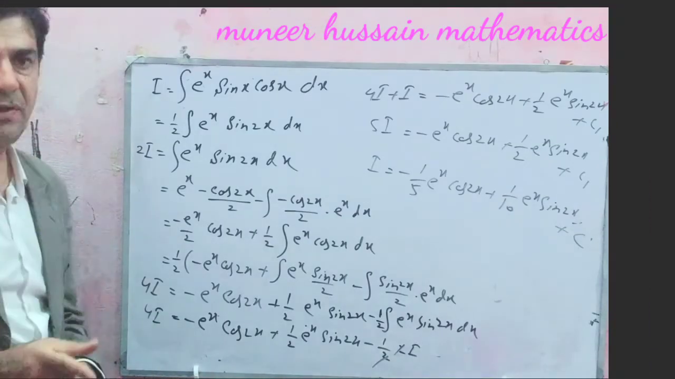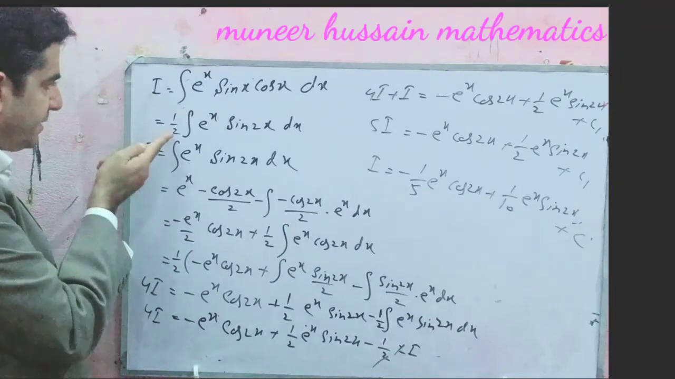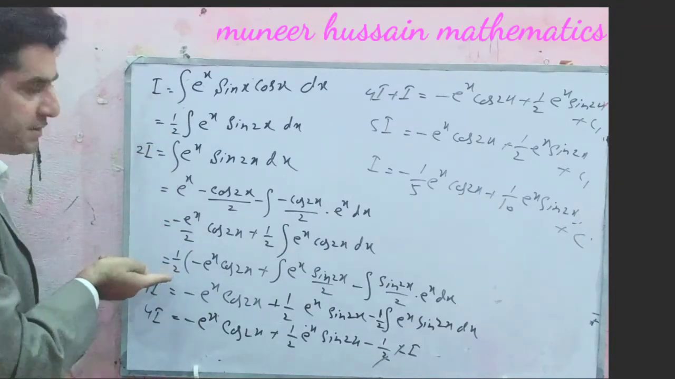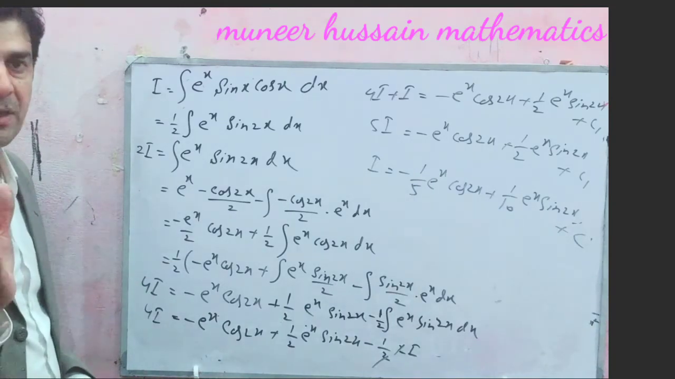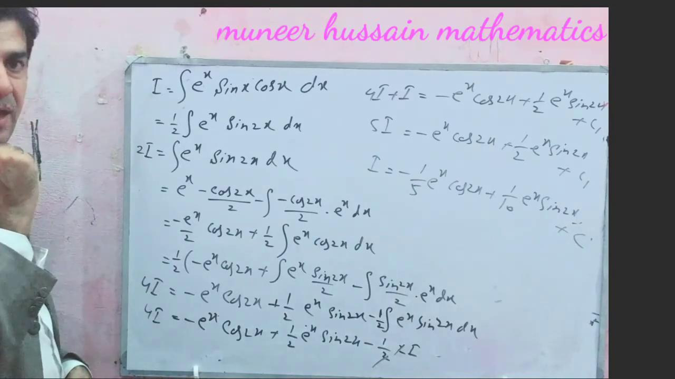This question is very difficult, but I made it easy by shifting 1 by 2 here and by shifting 1 by 2 again here. You can check anywhere. No one can do this method. I have done it and made it easy.